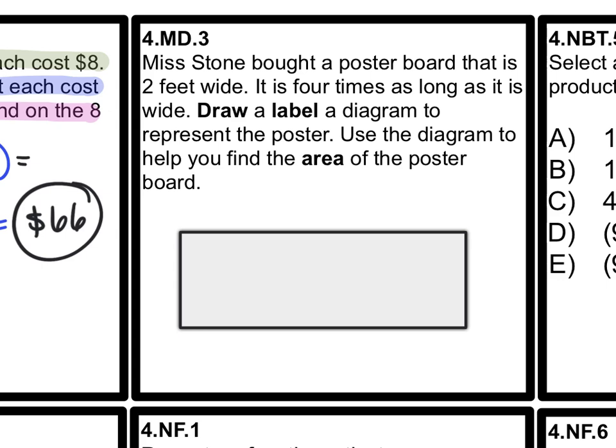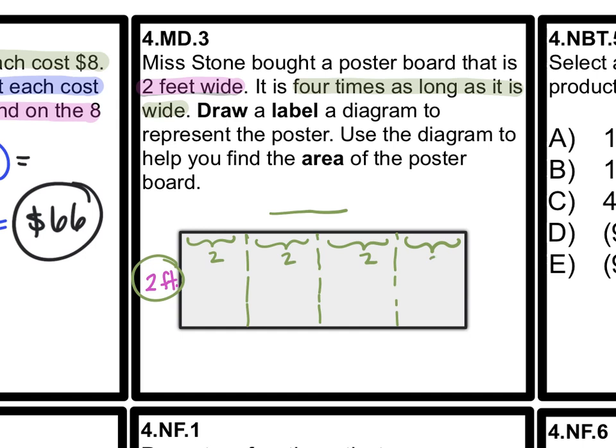So the first bit of information we need is that the board is 2 feet wide. So I'm going to put that in a different color first, 2 feet wide. I'm going to put 2 feet on the side to show that it is 2 feet wide. And then the other piece of information that I need to know is it is 4 times as long as it is wide. So to help myself visualize this, I'm just going to cut this into 4 pieces, because whatever this amount is up here is going to be 4 times this amount. So that means that this would be 2, and this would be 2, and this would be 2, and this would be 2. So ultimately I'm doing 2 times 4, which is, you guessed it, 8 feet.